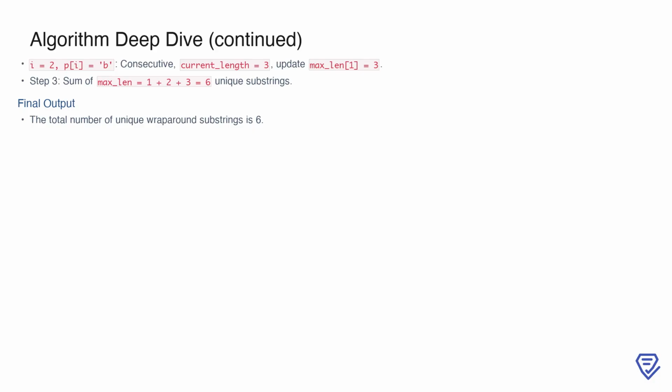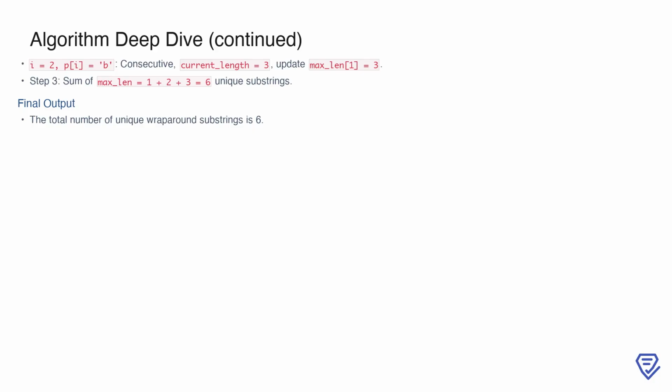At i equals 1, the character is a, and since it wraps around from z, we increment current_length to 2 and update max_len[0] to 2. At i equals 2, the character is b, which is consecutive to a, so current_length increases to 3, and we update max_len[1] to 3. Finally, we sum up the values in max_len, which gives us 1 plus 2 plus 3, equal to 6. This means the total number of unique wraparound substrings is 6.